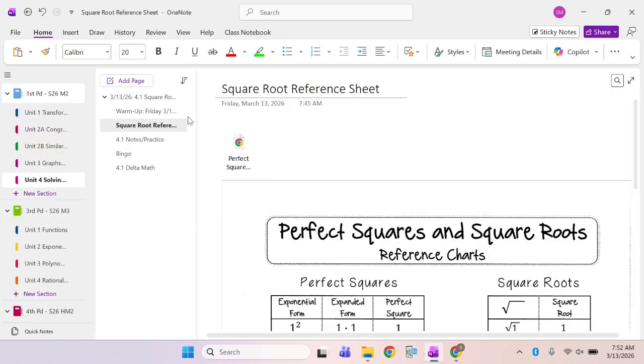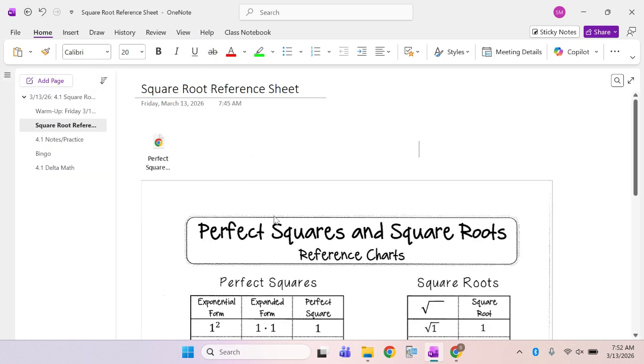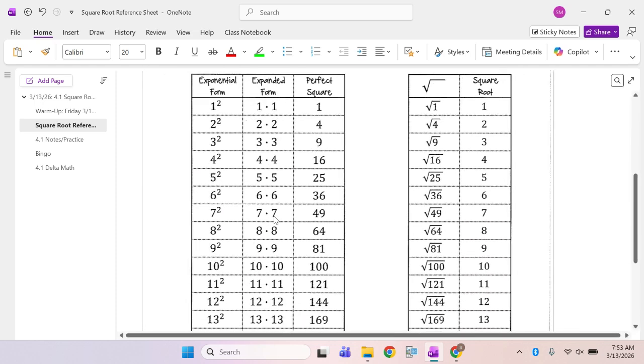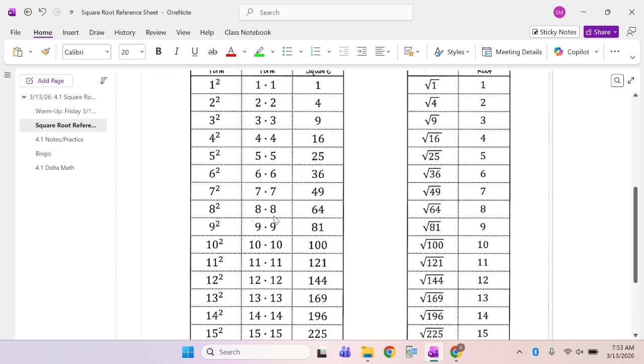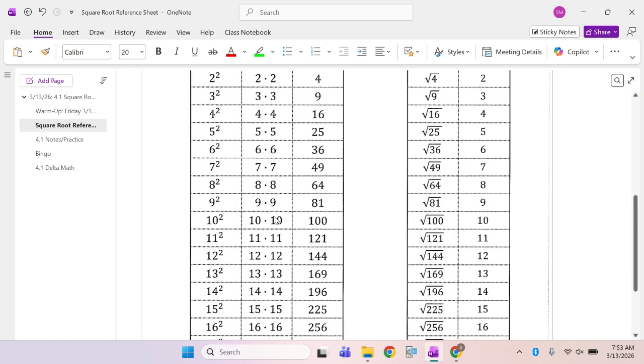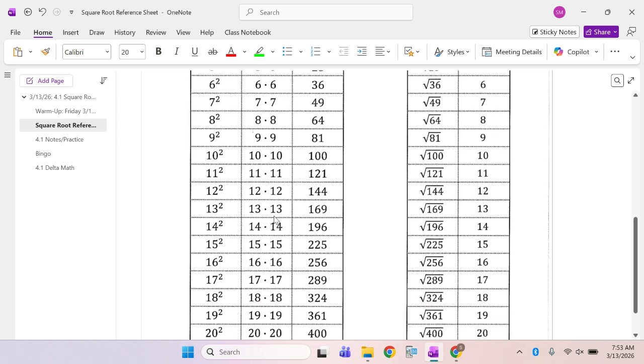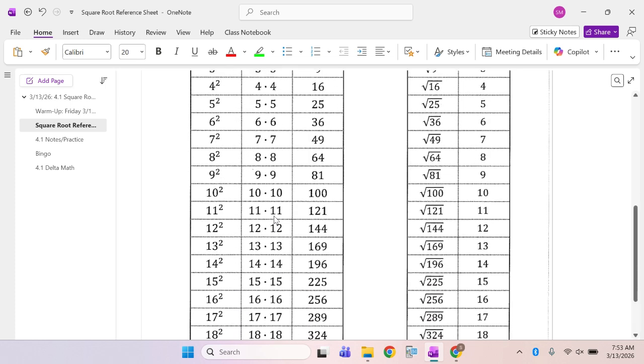To solve by taking a square root, we would have to simplify radicals. So at this point, I won't accept rounded answers anymore. For square roots, we're actually going to be simplifying them. Now, to make it a little easier on you, you need to know your perfect squares. So I went ahead and printed off a sheet that had all the perfect squares and their square roots on it, 1 through 20. Those are the main ones you need to know.